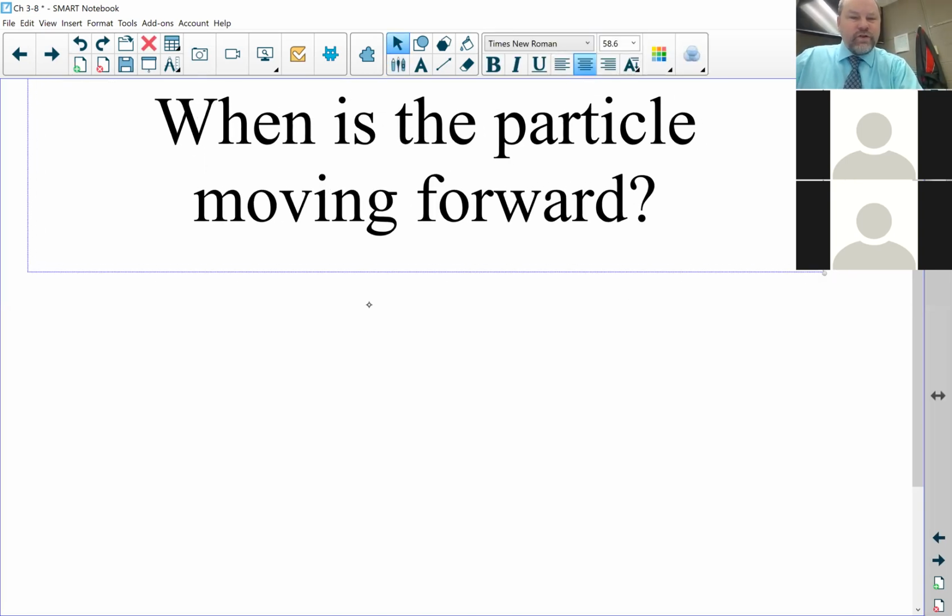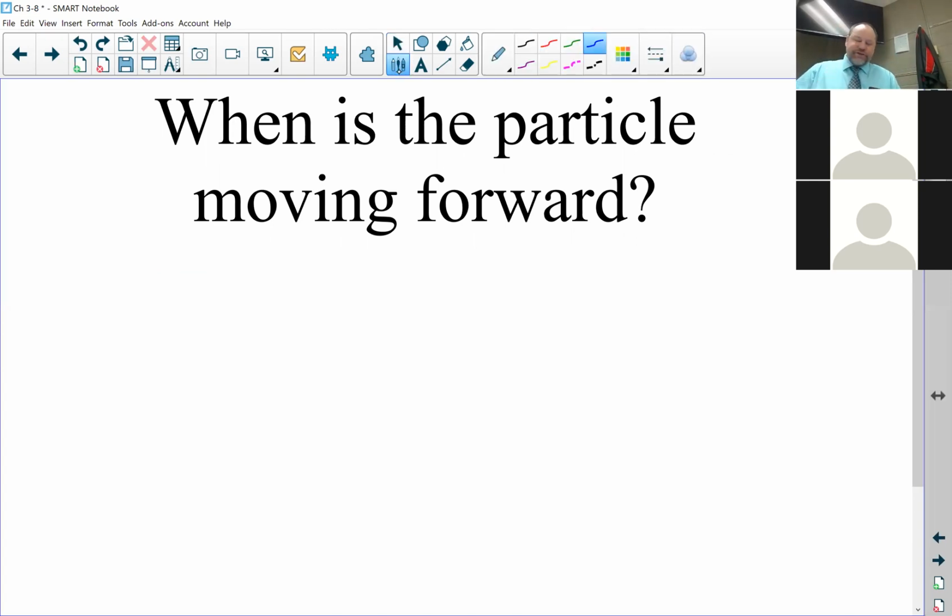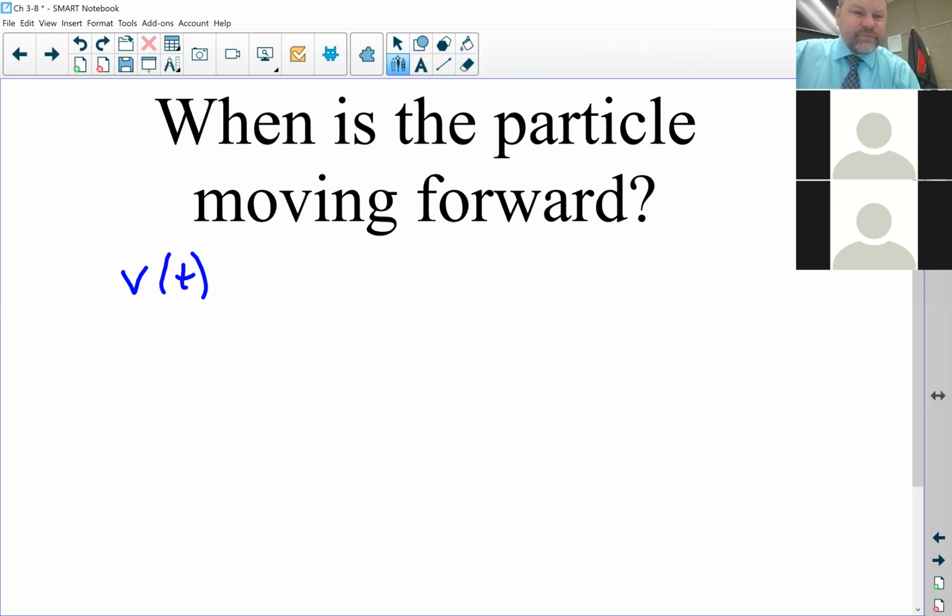When is the particle moving forward? So the assumption here is this particle is moving forward and backward. Sometimes in the situation, the particle will move up or down, and sometimes it'll be left or right. Forward, right, and up will all have a similar characteristic. So it's moving forward in this case, or again, up or right, when the velocity is positive.